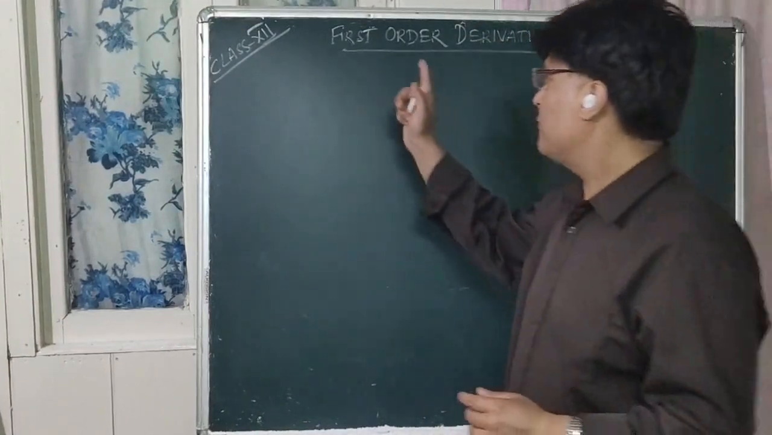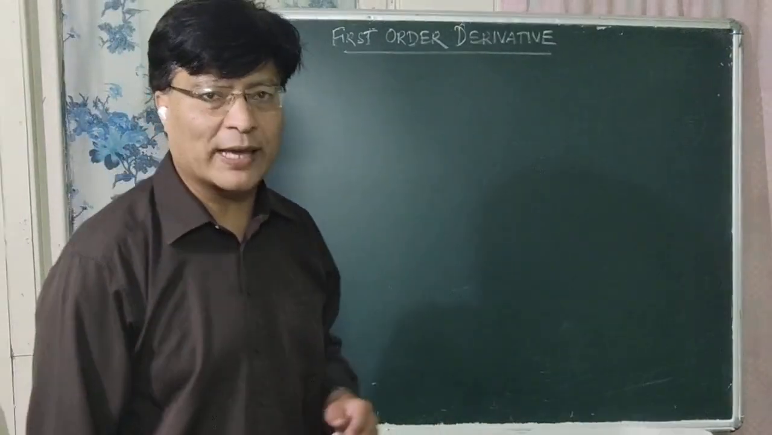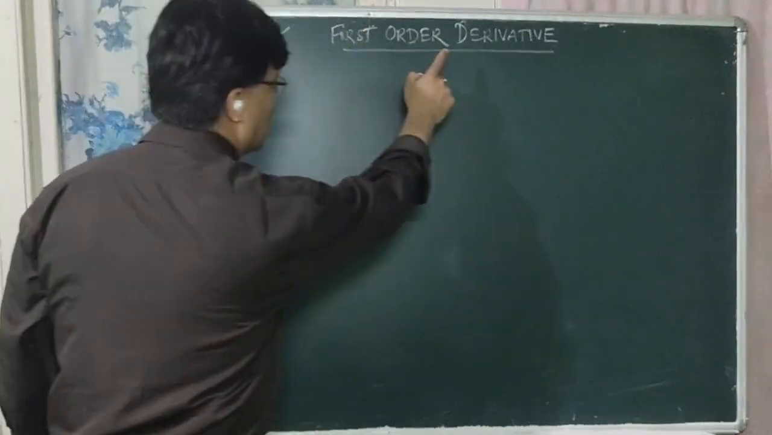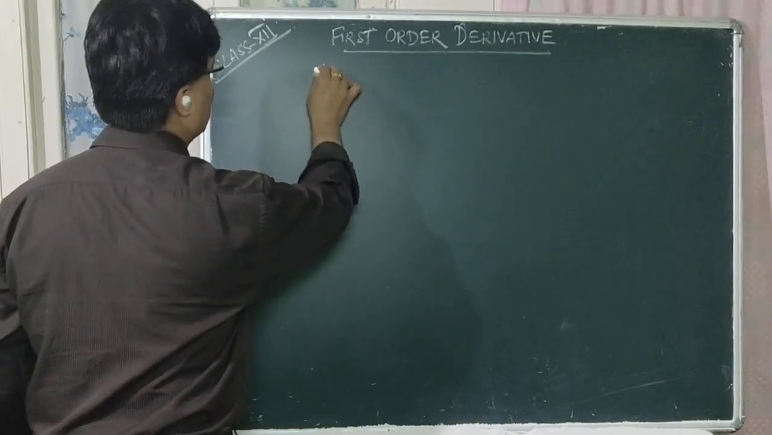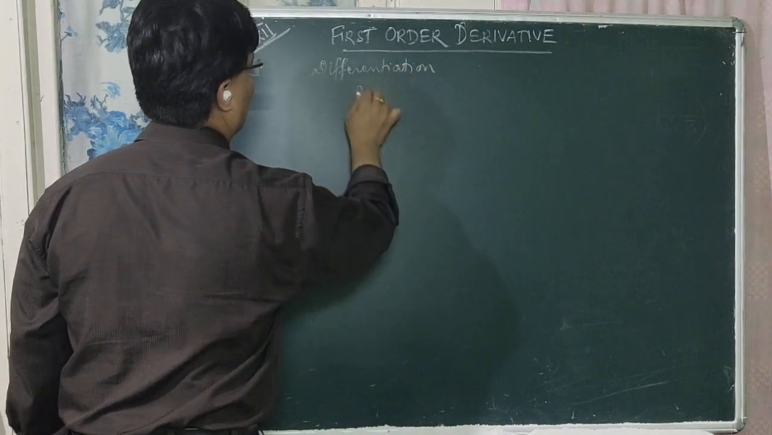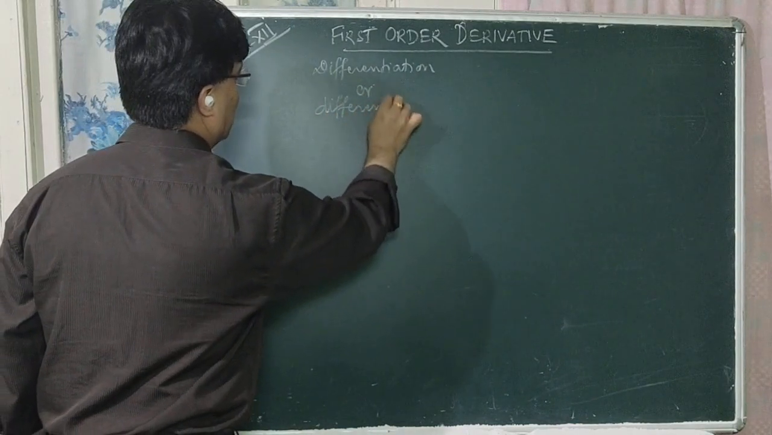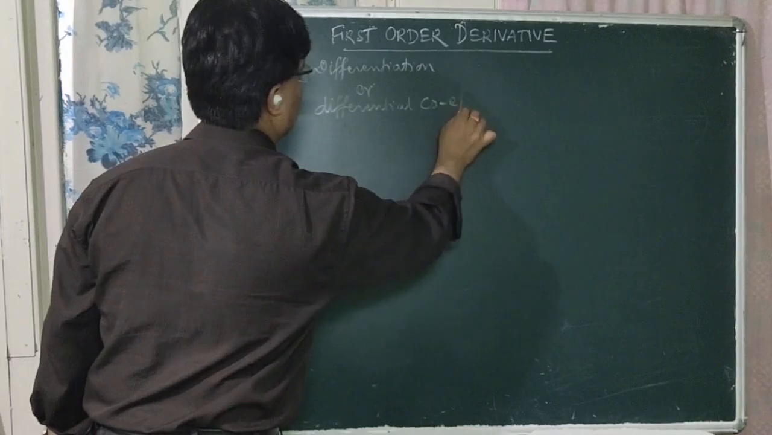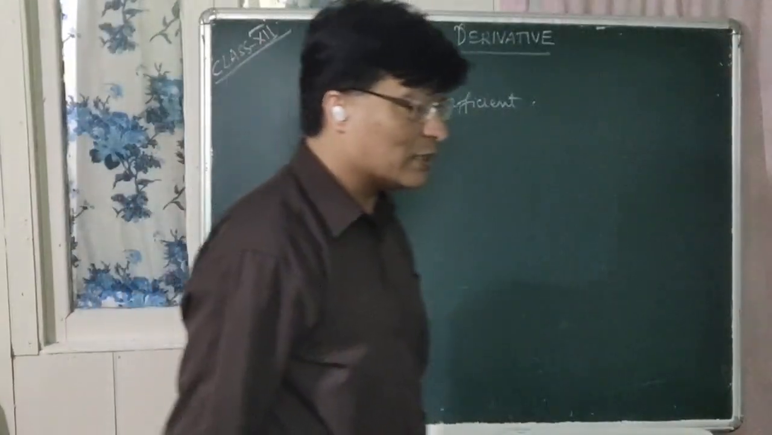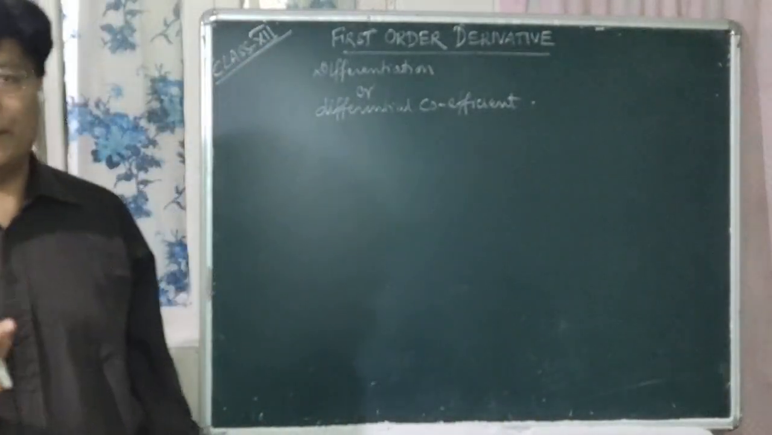This first order derivative is also known as differentiation, or it may be known as differential coefficient. So actually, what is the meaning of first order derivative or differentiation or differential coefficient?